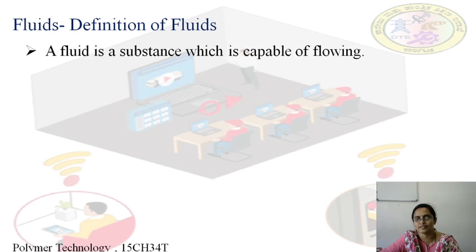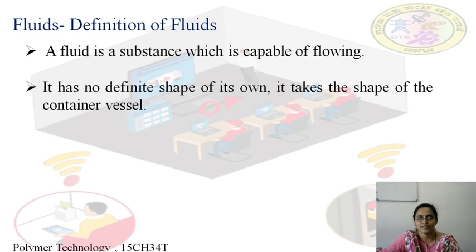A fluid is a substance which is capable of flowing. Take an example of water. Water is capable of flowing. So any fluid is a material which flows or which is able to flow. Second, it has no definite shape of its own. It takes the shape of the container vessel. We know if water is poured in a jug, it takes the shape of the jug.